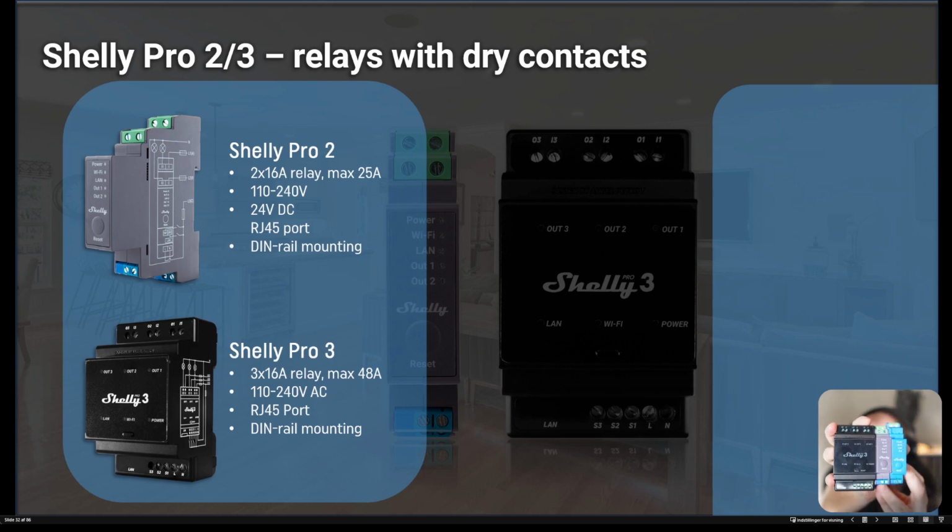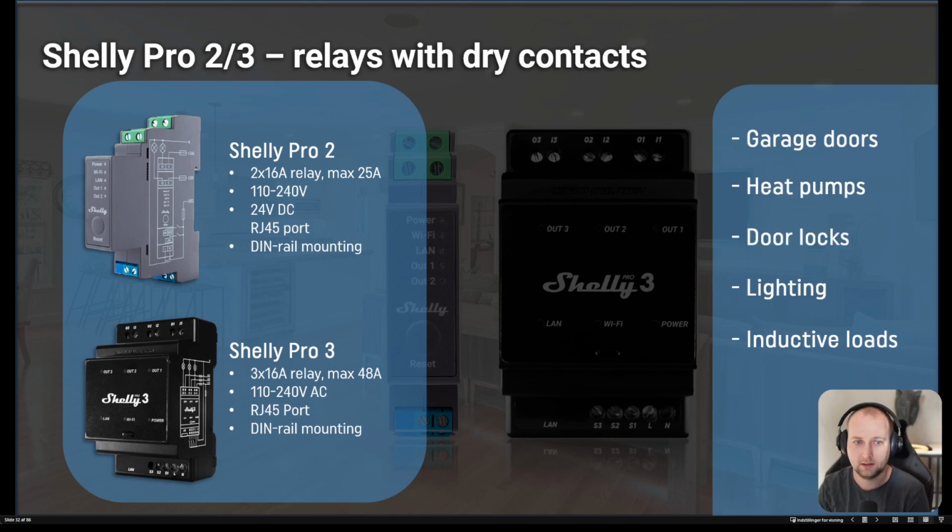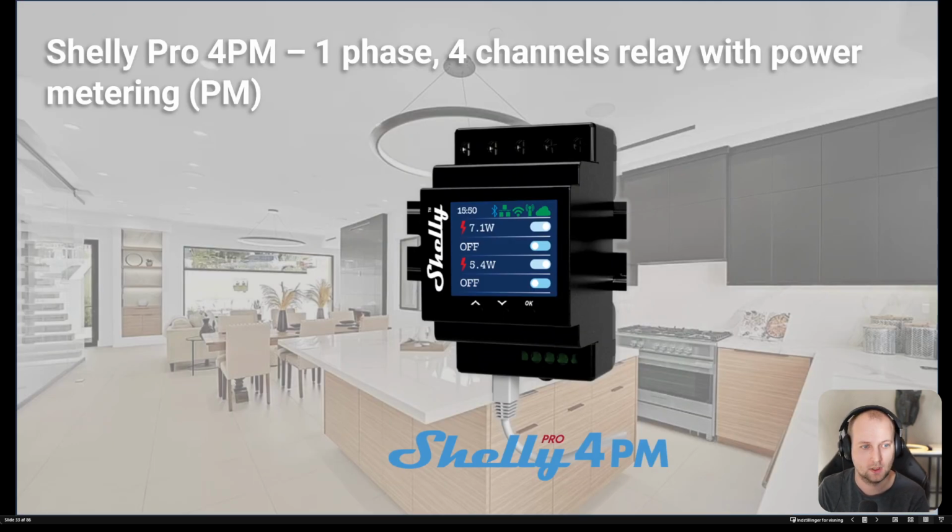All the same functionality. The difference is the number of relays. 1, 2, and 3 relays built in. Yes. But they all have dry contacts and so on. So it means that you can use them for the same kind of applications like garage doors, heat pumps, door locks, lighting, inductive floats, like that. And yes, all devices meant for DIN-Rail have the RJ45 LAN connection. Exactly. Good.